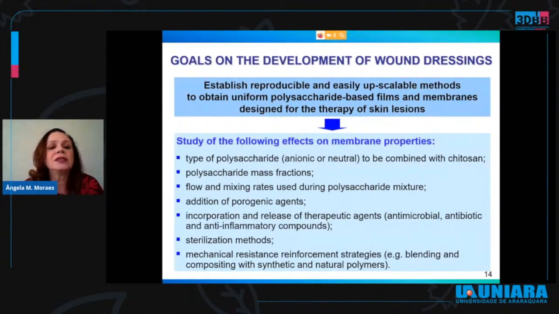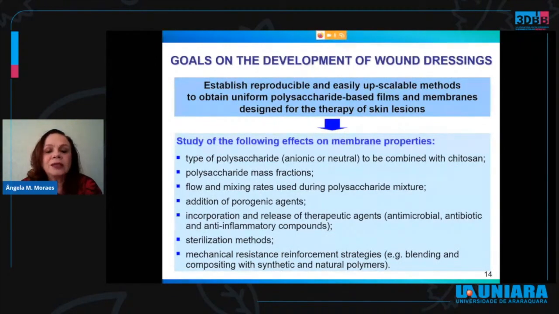For instance, we studied the type of polysaccharide to be combined with chitosan. We normally use chitosan as one of our base polysaccharides because of its very interesting properties for skin wounds. We studied the effects of the polysaccharide mass fractions on the structure of the materials. We studied the flow and mixing rates during polysaccharide mixture. We studied the addition of porogenic agents to obtain not only dense but also porous films and membranes.